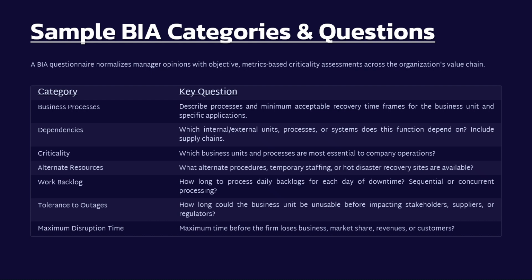Alternate resources are another key area. Organizations must determine whether temporary staffing, backup facilities, or substitute suppliers are available if disruptions occur. Another important category is work backlog, which evaluates how delays in processing tasks could affect operations and customer service. The BIA also examines tolerance to outages, determining how long a business function can remain unavailable before significant consequences occur. Finally, organizations assess the maximum disruption time, which represents the point at which continued disruption could lead to unacceptable losses for the organization, its customers, or its stakeholders.